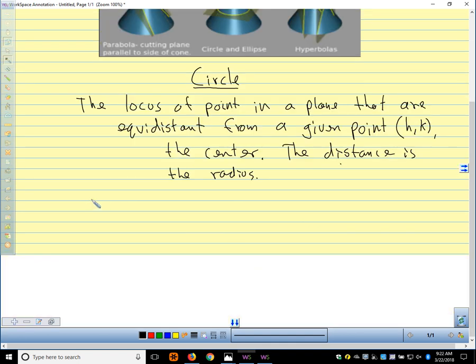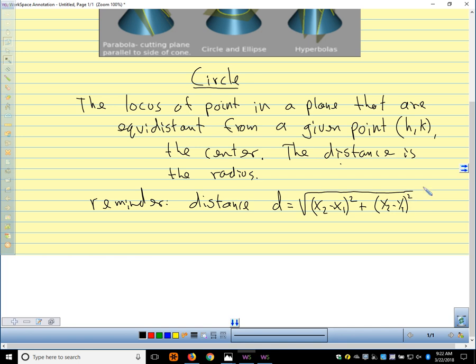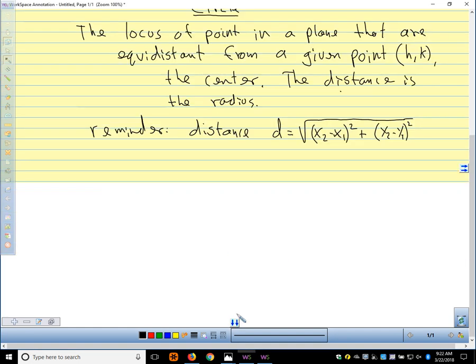Now, a reminder, the distance formula. Distance d equals the square root of (x2 minus x1) squared plus (y2 minus y1) squared. So that's the distance between the two points (x1, y1) and (x2, y2). And the distance formula is really the Pythagorean theorem. Distance formula and the Pythagorean theorem are the same thing. So what we do is we apply this distance formula to this information that we have in our definition of a circle, and we come up with what we call the standard equation of a circle.